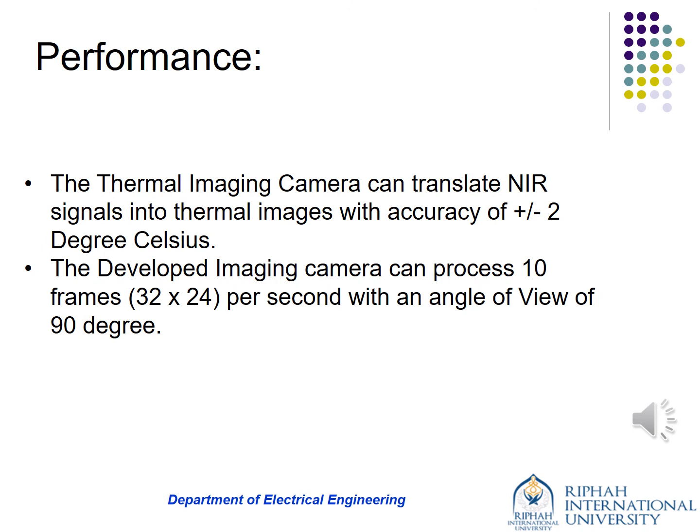Now I will tell you about the performance of our thermal imaging camera. Our thermal imaging camera has the ability to convert near infrared signals to thermal images with an accuracy of plus minus 2 degrees Celsius. Our thermal imaging camera is a low resolution thermal camera having a resolution of 32 by 24 pixels. It can process 10 frames per second with an angle of view of 90 degrees.